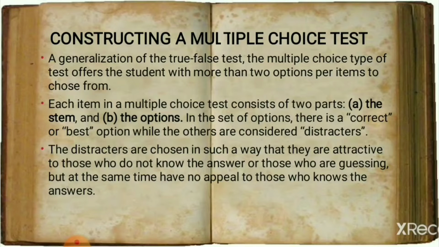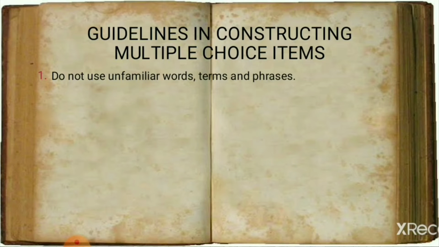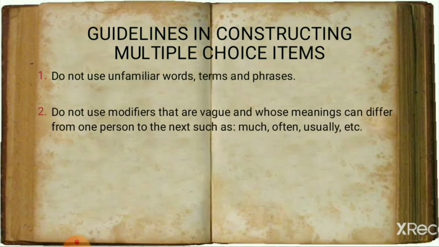The distractors are chosen in such a way that they are attractive to those who do not know the answer or those who are guessing, but at the same time have no appeal to those who know the answer. Guidelines in constructing multiple choice items. First, do not use unfamiliar words, terms, and phrases.